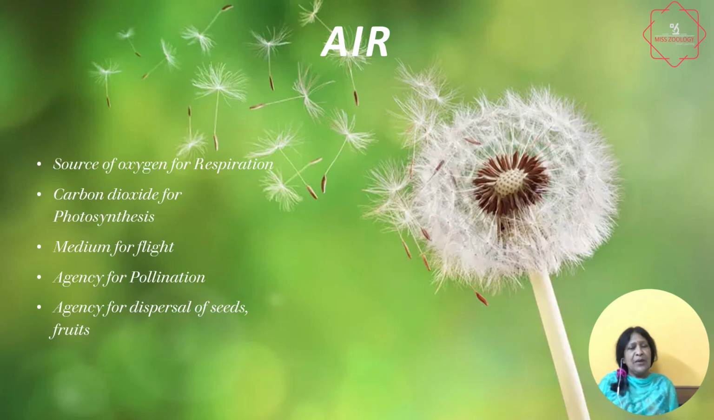The next abiotic factor is air. It is the source of oxygen for respiration by all organisms. Carbon dioxide present in the air helps in photosynthesis. Air is also the medium for flight of volant organisms. Air is an agency for pollination. Air is also required for dispersal of seeds and fruits.